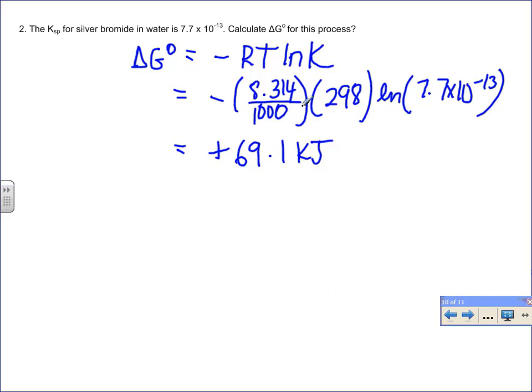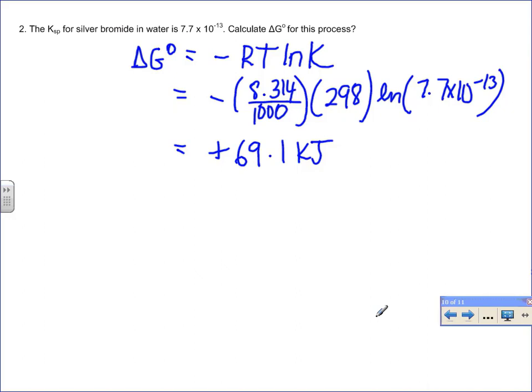Now for the R value here, you could calculate it using joules, so you could leave it as 8.314, and what you'll find is that you just get 69,000, so you just get a larger number, and then you can convert it to kilojoules. Again, I made my decision based on the fact that delta G tends to be a large value and tends to be reported in kilojoules. So that concludes our lesson in free energy.